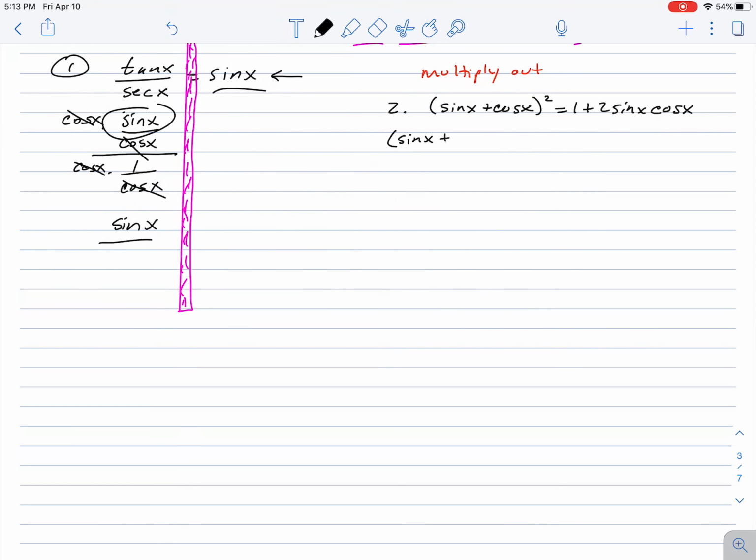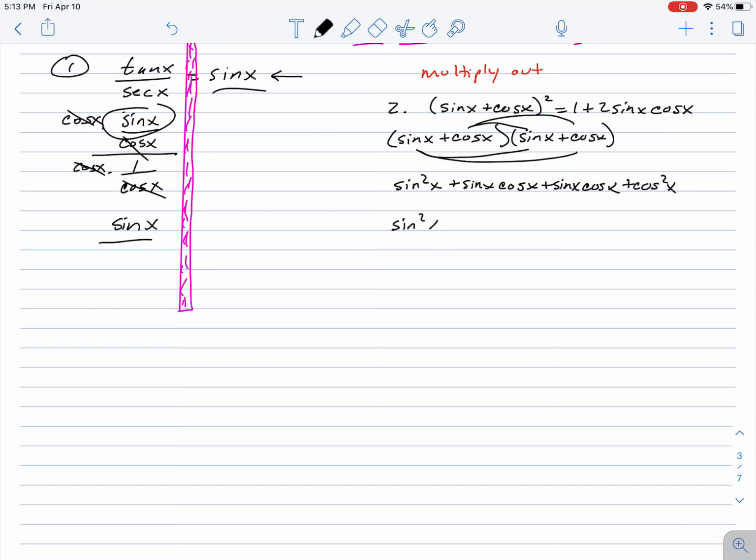Let's write it out. That 2 does not distribute. Do not do it. Okay? This is a big foiling problem here. So you got sine squared x. You've got sine cosine. Then I've got sine cosine again. And cosine squared. Okay, so the middle 2 terms add up.